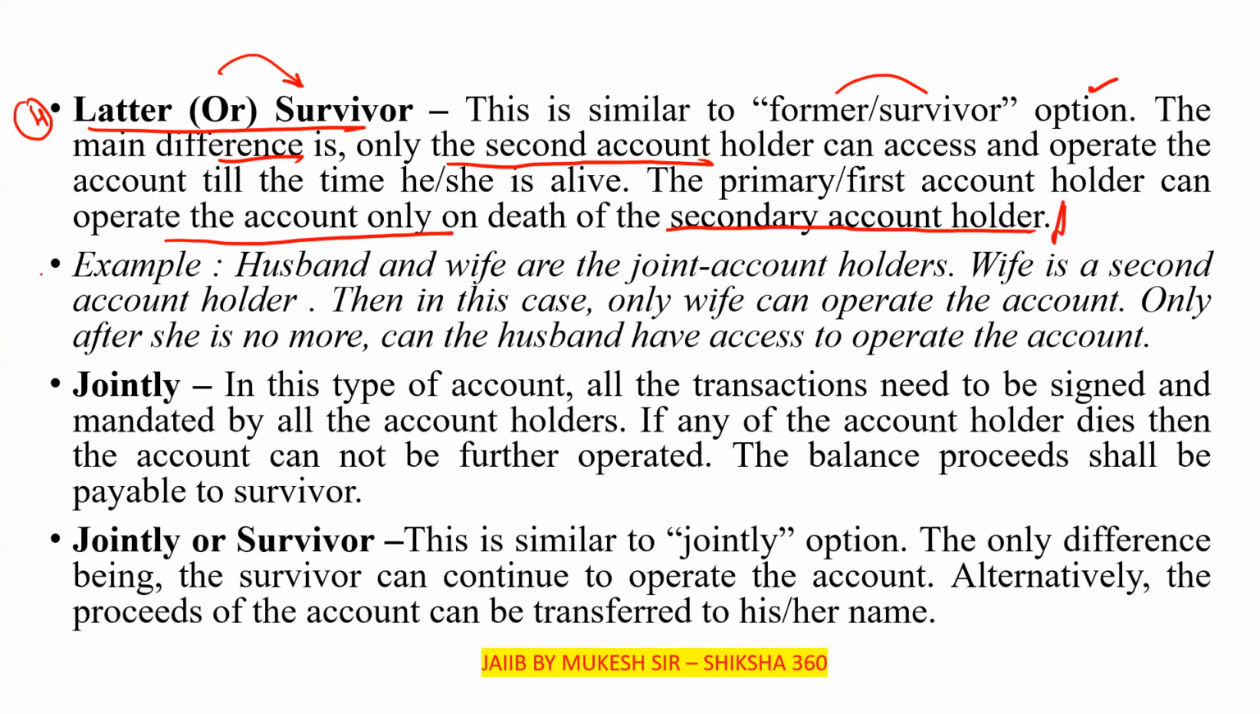Example: husband and wife are the joint account holders. Wife is the second account holder. So in this case, only the wife can operate the account. Only after she is no more, or we can say only after her death, can the husband operate it.